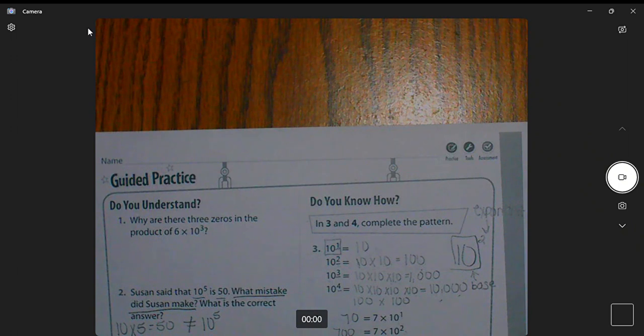So, 10,000 times 10. 1, 2, 3, 4, 5 zeros. The correct answer is 100,000.